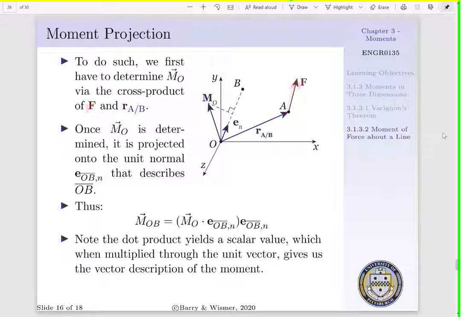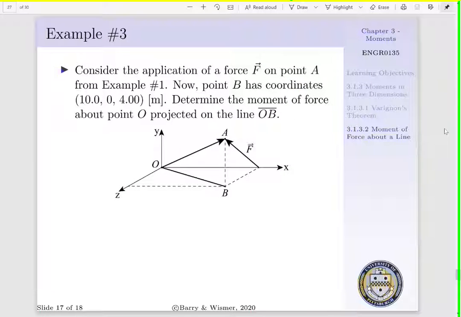that describes line OB. Thus, we can say our moment of force about OB is going to be equal to our moment of force about point O, dotted with our unit vector describing line OB, and this quantity is going to be times our unit vector describing line OB. Now note the term within the parentheses is our dot product, which is going to give us a scalar value. And this scalar value is going to be multiplied through the unit vector describing OB to give us our vector description of said moment.